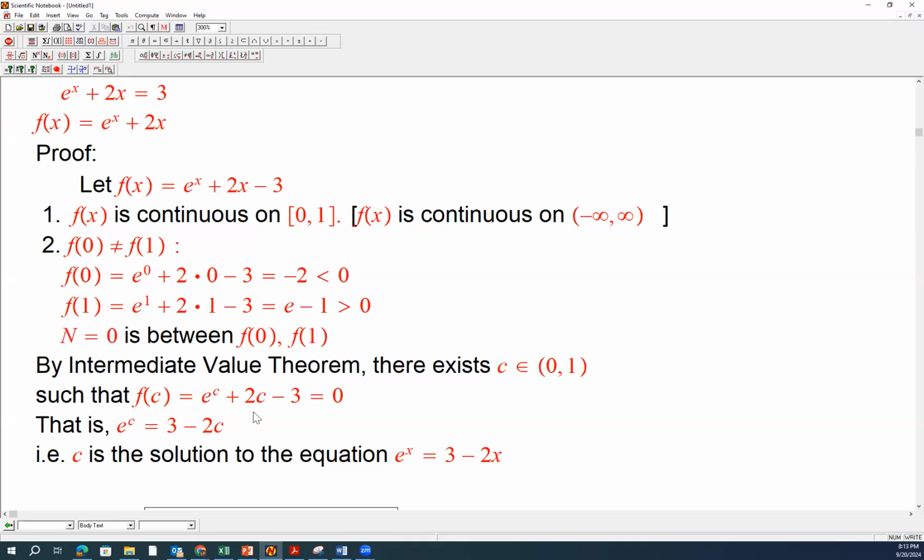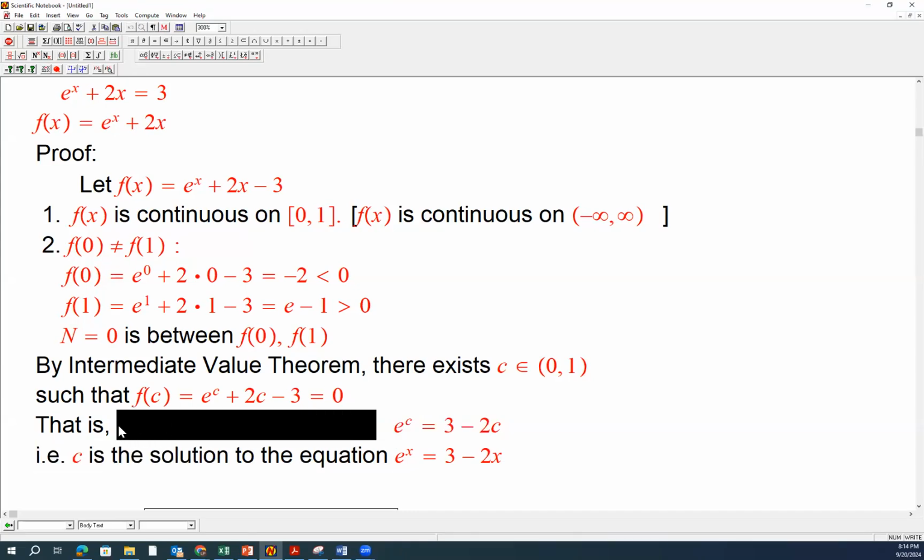And now, what does that imply? Since this is guaranteed to be true, we just add 3 and subtract 2c on both sides. This statement is now guaranteed to be true because such a number c exists, and c is now the solution to that equation. You can see these two are similar. So c makes it true, and c is the solution to that equation.